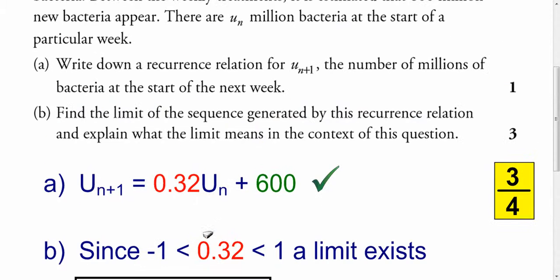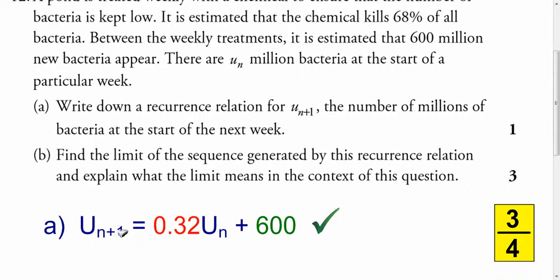So looking over, where do we get our marks? We set up a recurrence relation. U of n plus 1 equals 0.32 U of n because it reduced by 68%. So we've got 32% at that point. And we add on 600 because the new bacteria appear, 600 every week.